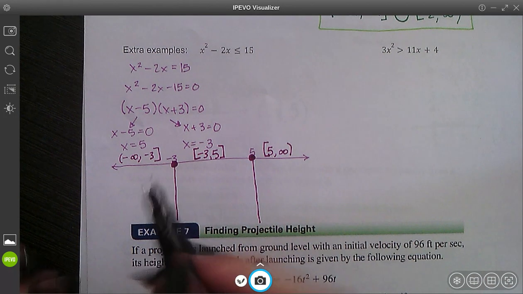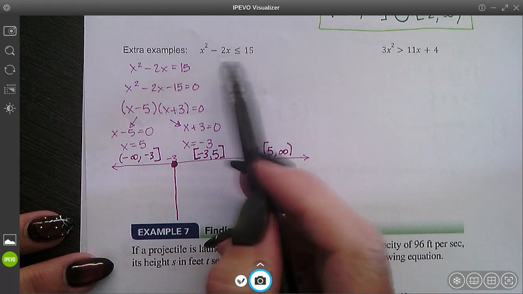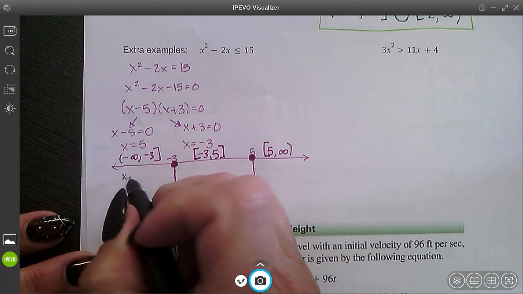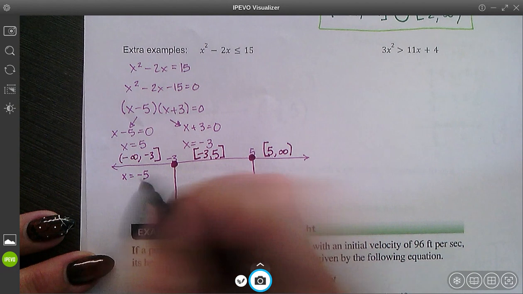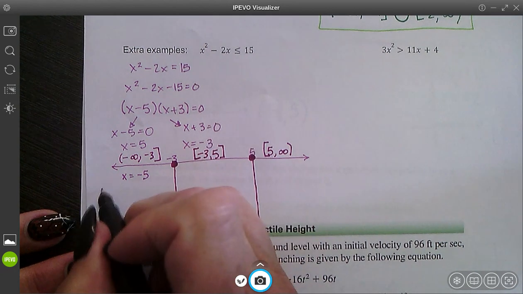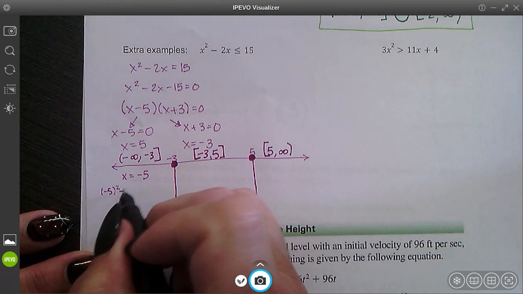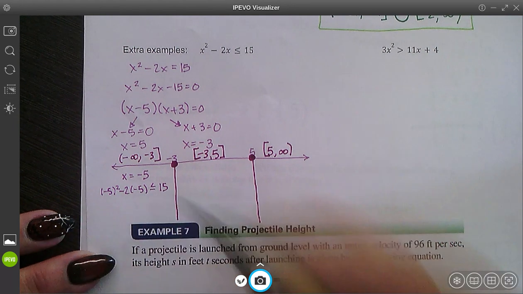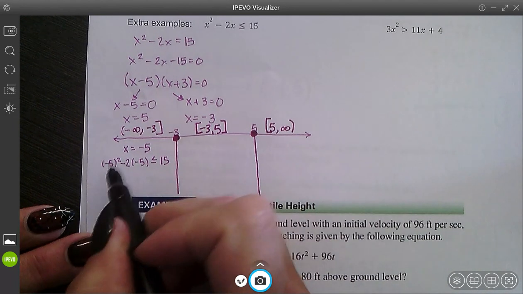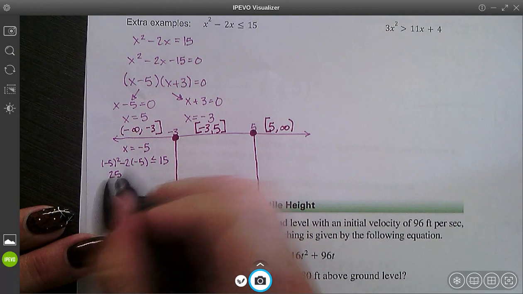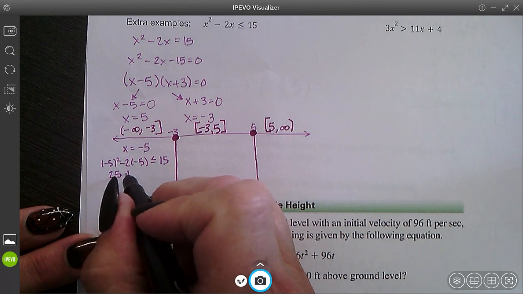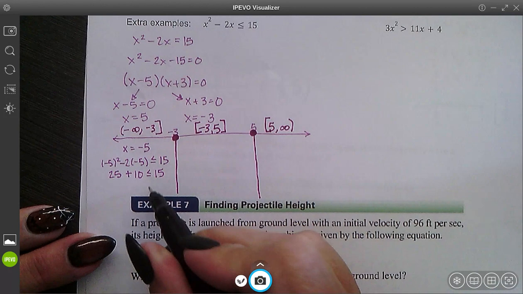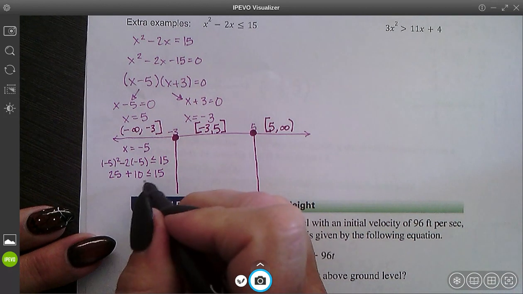Then we've got to pick a number to test in this original inequality. So something between negative infinity and negative 3, like maybe negative 5. I'm going to do negative 5 squared minus 2 times negative 5, and I need to see if that is less than or equal to 15. Negative 5 squared is 25. Negative 2 times negative 5 is positive 10. So is 25 plus 10 less than or equal to 15? No, it is not.